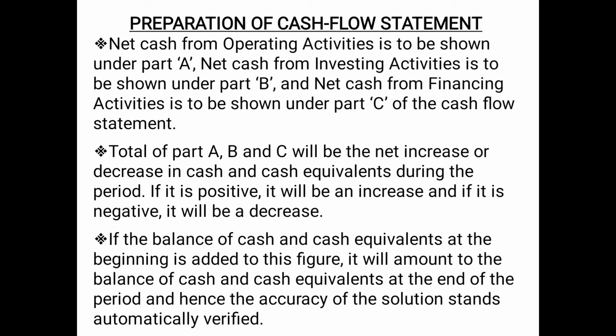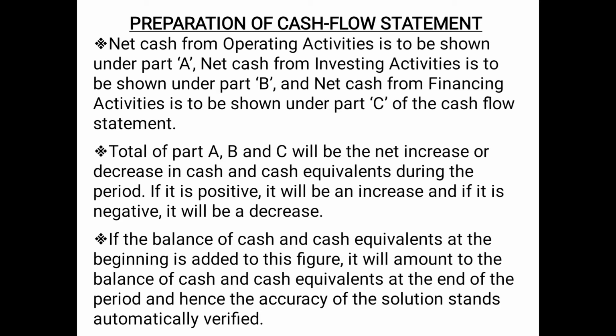Net cash from operating activities is to be shown under part A. Net cash from investing activities is to be shown under part B, and net cash from financing activities is to be shown under part C of the cash flow statement. This means that your cash flow statement will be divided into three parts: part A, operating activities; part B, investing activities; and part C, financing activities. You cannot change the sequence.